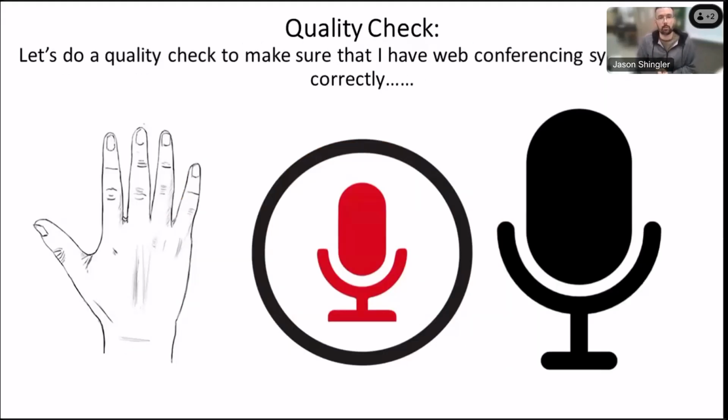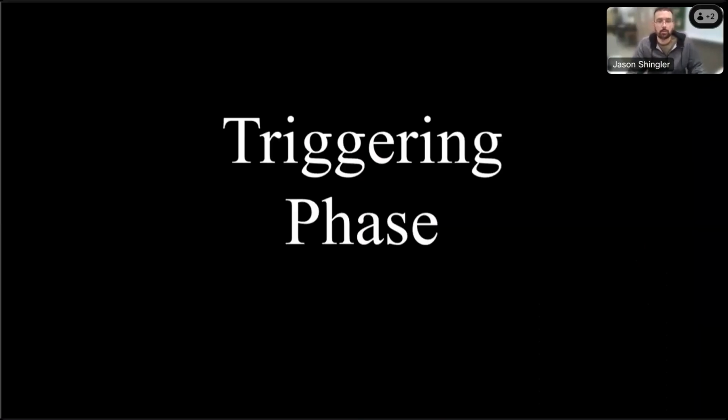So I want to do a quality check. If you all can hear me, please raise your hand for me real quick. Thank you. You can go ahead and lower them. The next is I am going to make sure that my volume is working, which it is, and the recording is in progress. So we're good on the quality checks. So we're going to move into the triggering phase.